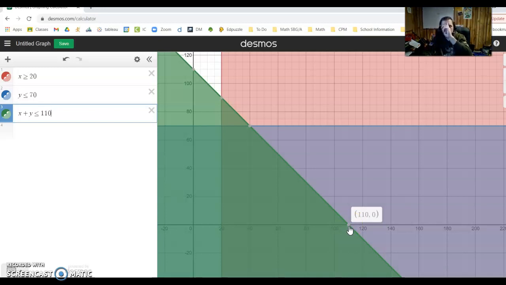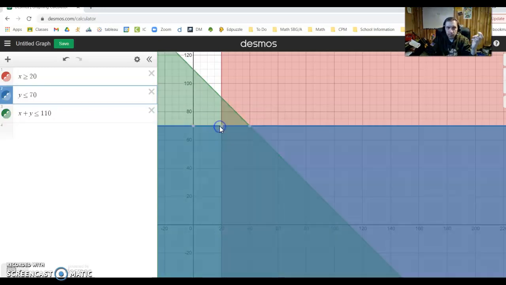And you can do that math in your head. 4 times 110 is $440. So that's not actually a solution, but it's a possibility. Here 40, 70 is on there. We can still see this point 20, 70. And we start to see where all this overlap's happening.